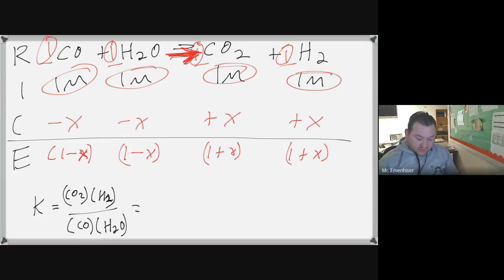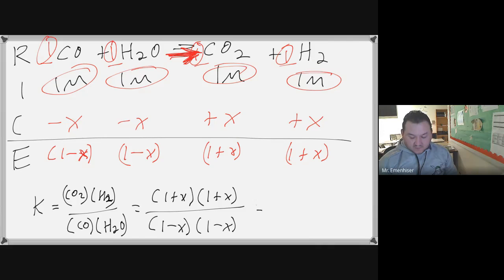Let's plug in our values. CO2 is 1 plus X. H2 is 1 plus X. CO is 1 minus X. H2O is 1 minus X. Okay, and so that's what we got. We know K. K is 5.10. Okay, so this is 5.10, and we'll plug it in and solve it a little bit.